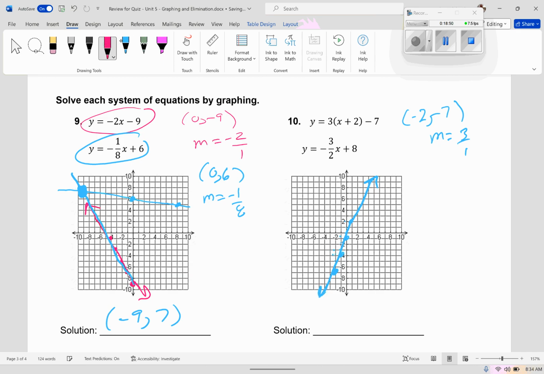Then the other equation, I have a y-intercept of 0, 8. It's right there. My slope is negative 3 over 2. So down 3, right 2. And I think that's about our answer. So our answer appears to be a nice straight line, 2 comma 5.